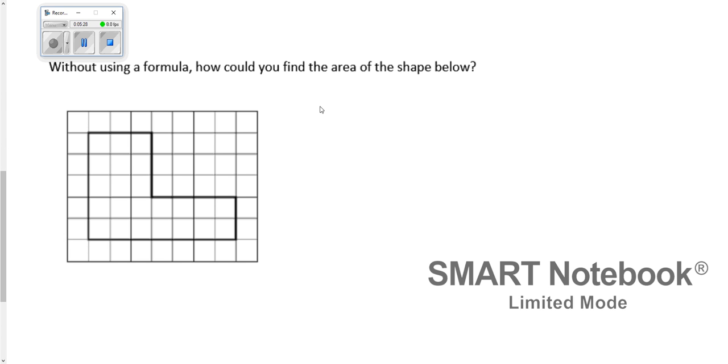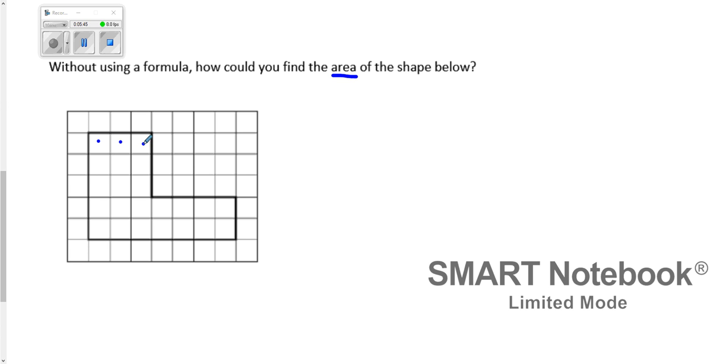Well, since it's on a coordinate grid, we can just count the squares. Remember that area is how many squares fit inside of an object. So I can just count how many squares there are.